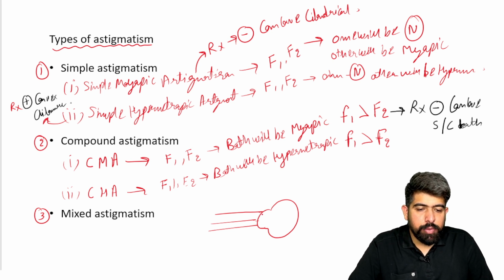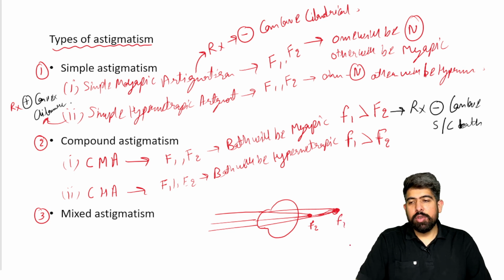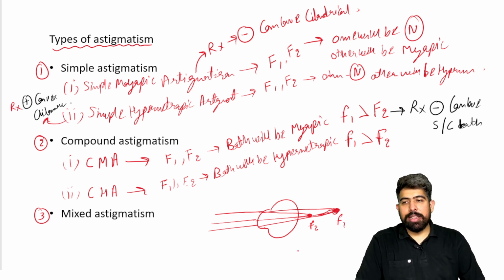So you can see this focus point is here. We have to draw the myopia, so I'm drawing the myopia. One is like that, and the second one will be more far, so the focus point should be near this. This will be f2, this will be your f1. So f1 should be greater than your f2.